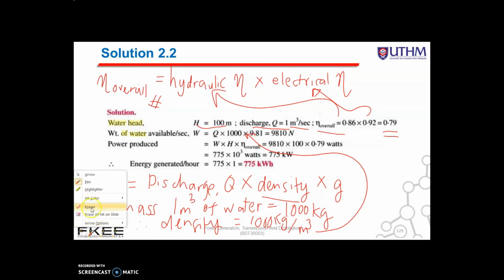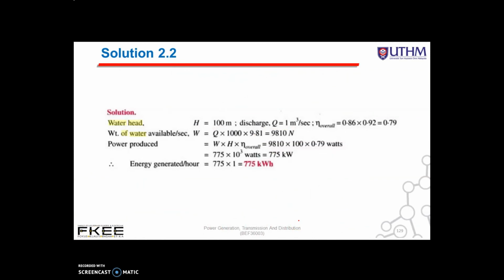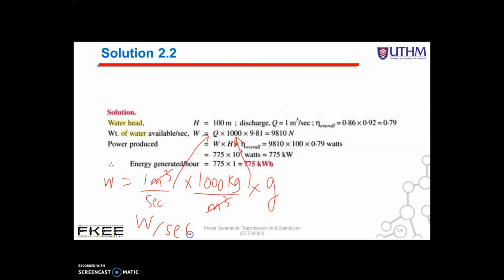So we have here weight equivalent to 1 meter cube per second, which is the Q, and then you times with the 1000 kilograms per meter cube, which is the density, then you times with the gravity. So from here you can cancel out, so you got weight equivalent to 1 times 1000 kilogram times gravity. So we can conclude weight per second here is equivalent to 1000 kilograms times 9.81. So the weight of water available per second is 9810 Newton.